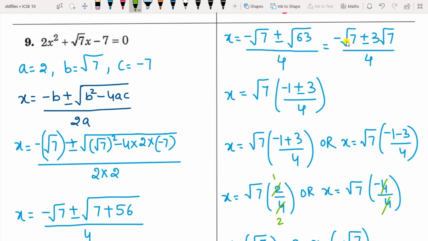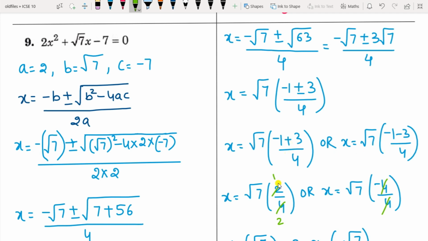So this is minus 7, minus root of 7 plus minus 3 root 7 upon 4. Take root 7 common, so it will be minus 1 plus minus 3 by 4. So plus in the first bracket, and minus in the second bracket here.